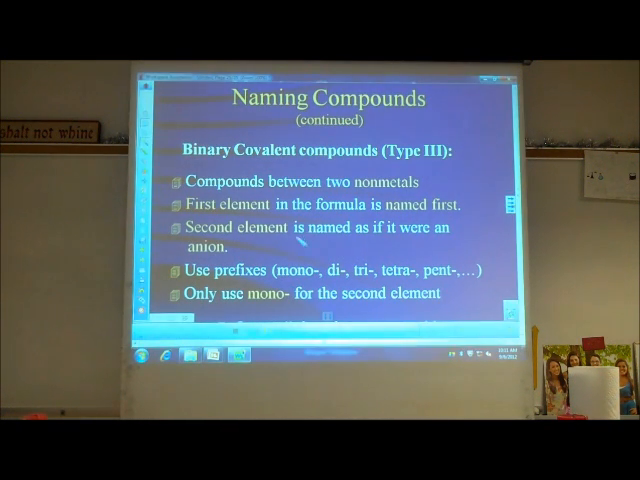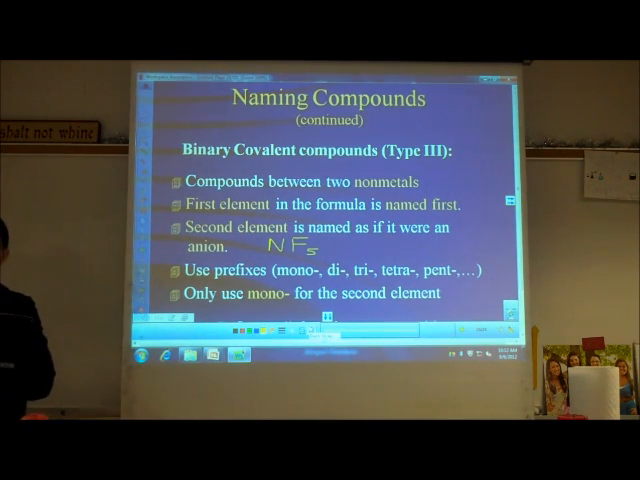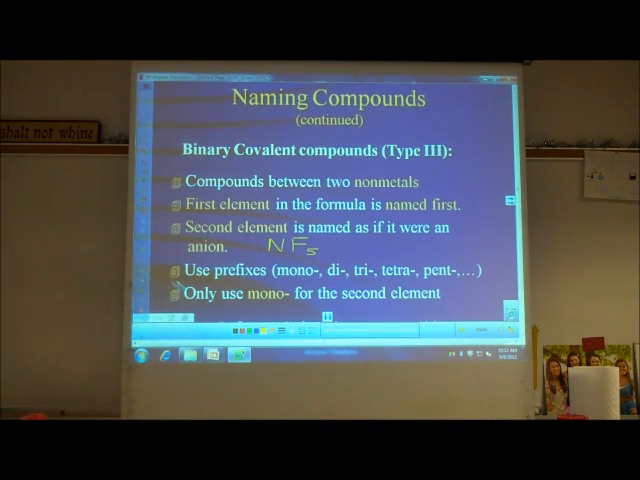Alright? Tell me what this would be called. Nitrogen pentafluoride. How come you didn't say mononitrogen? Only use mono for the second element, because that would be ridiculous. You have the notes, circle that one. That is an important exception.